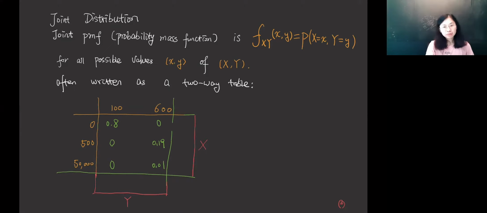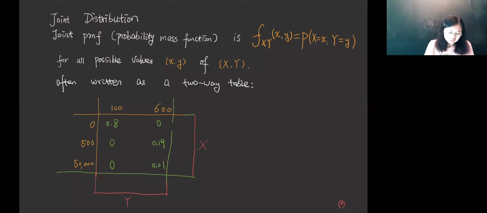Often, for two random variables, the PMF can be written in a two-way table, like the one here. In this table, the rows stand for the values, the realizations that one of the random variables can take, say X. So the rows are the values for the X random variable, and the columns are the values for the Y random variable. And in each grid, here we write the PMF value for the pair of values of X and Y.